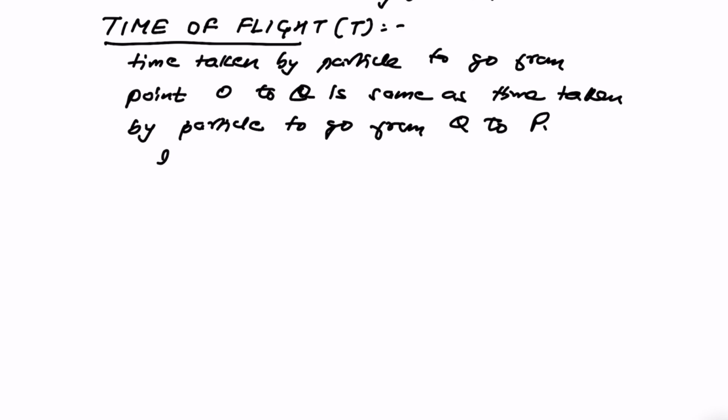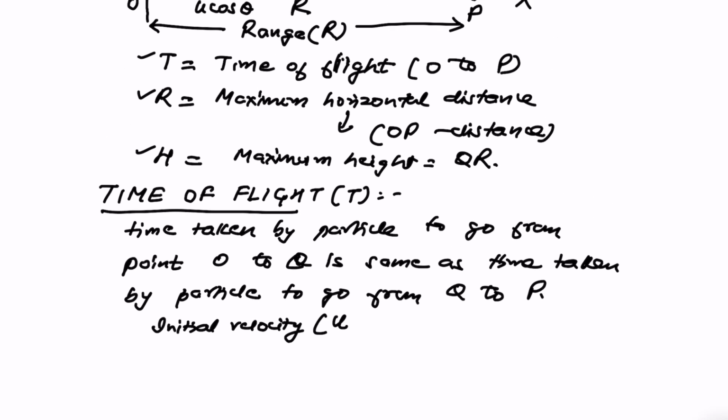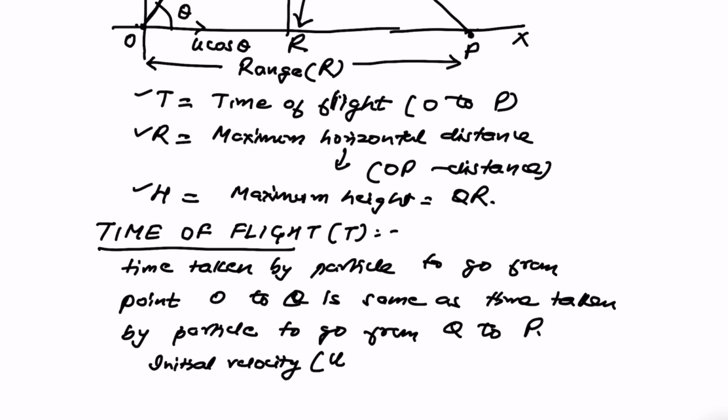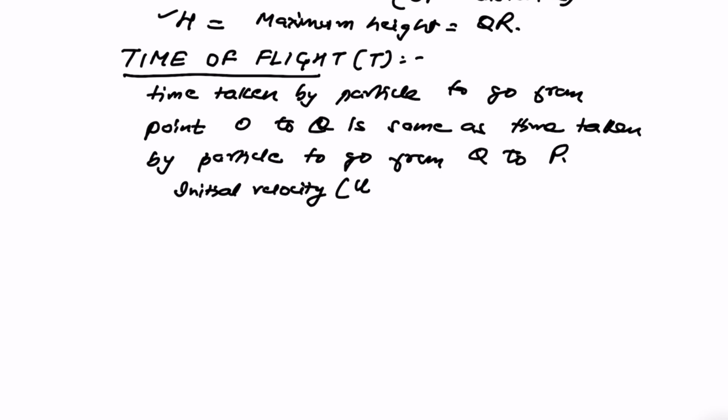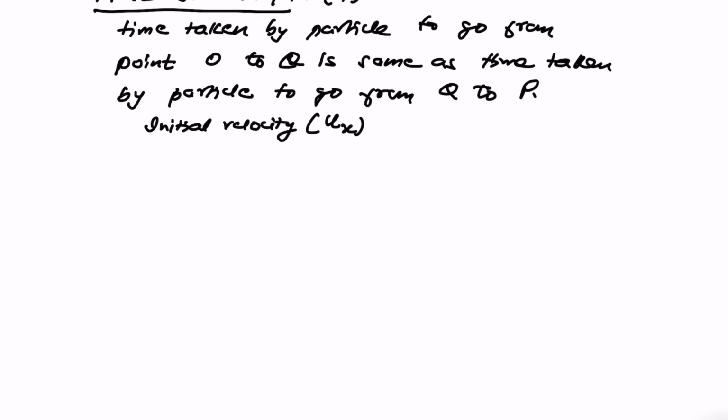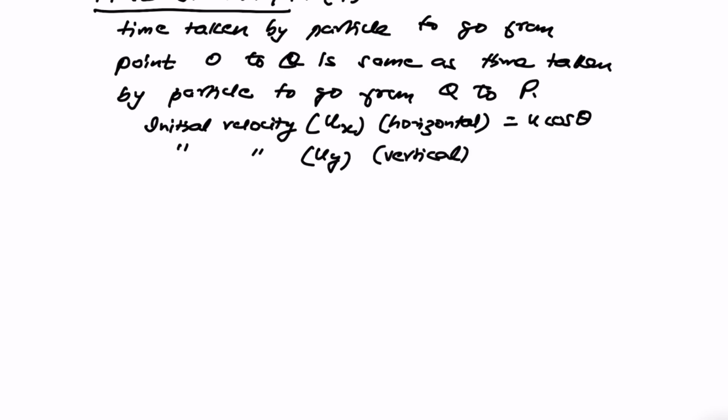Now the initial velocity of the particle will become how much? We denote the initial velocity by u. And since the body has an initial horizontal component as well as a vertical component, the initial horizontal component can be written as ux, which will be equal to u cos theta. Similarly, the initial vertical component of the velocity, uy, will be u sin theta.